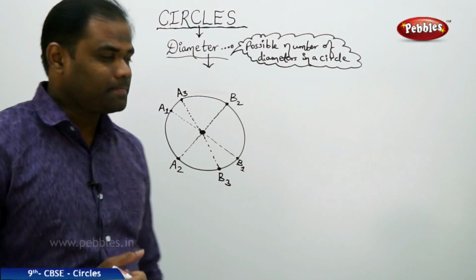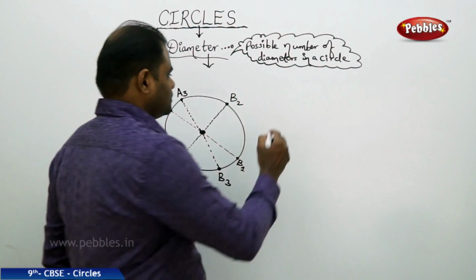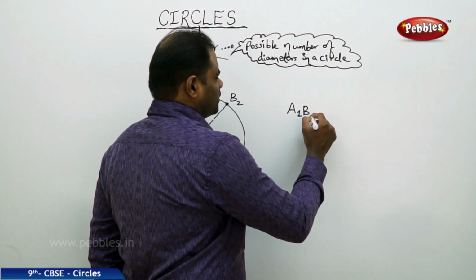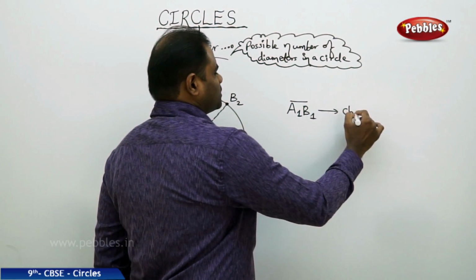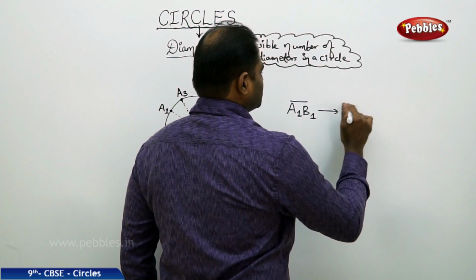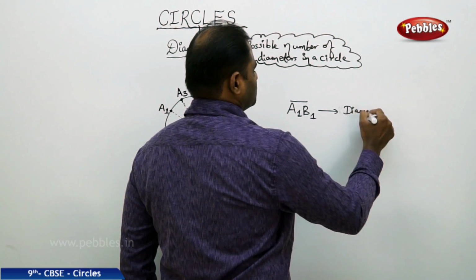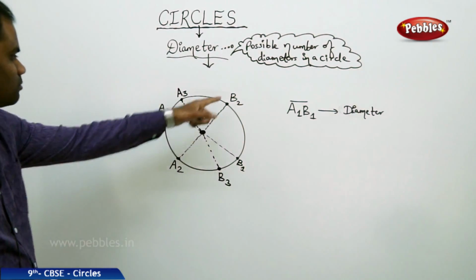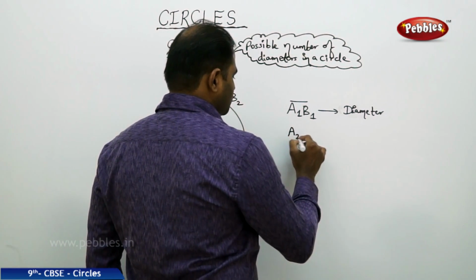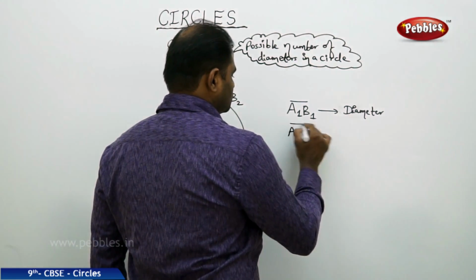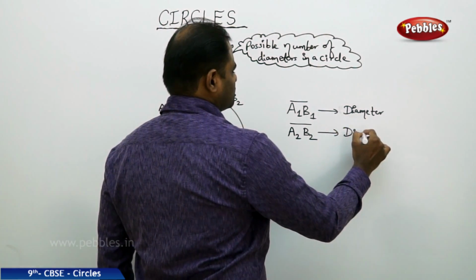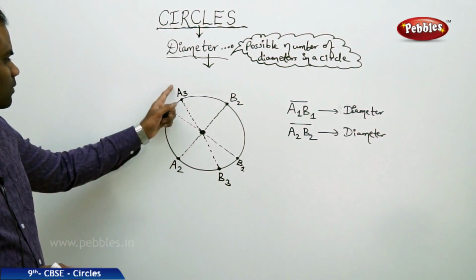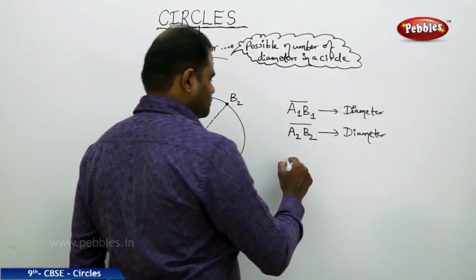of diameter. Therefore, initially I take A1, B1, which is a chord, a special chord, and hence is the diameter. Similarly, I take another line A2, B2 out here, which is a diameter. And similarly, I have the third one, which is A3, B3.